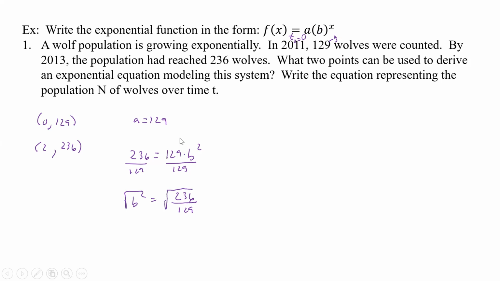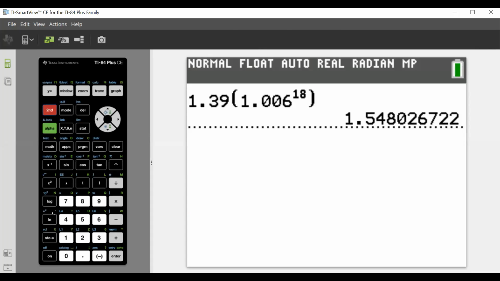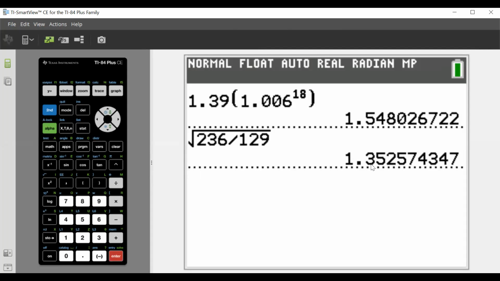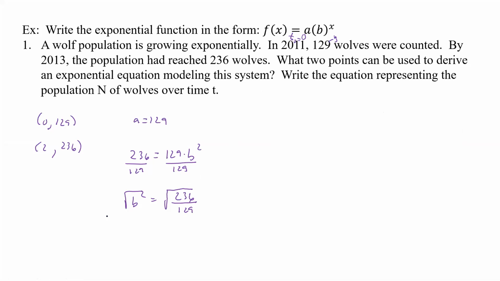So if we take the positive square root of 236 over 129, we'll have the square root of 236 divided by 129. And what does that equal? There we go. Delete that. And what does that equal? 1.3526. And so our B is equal to 1.3526. It really doesn't say how many decimal places to use, so we'll use it all just to be on the safe side.